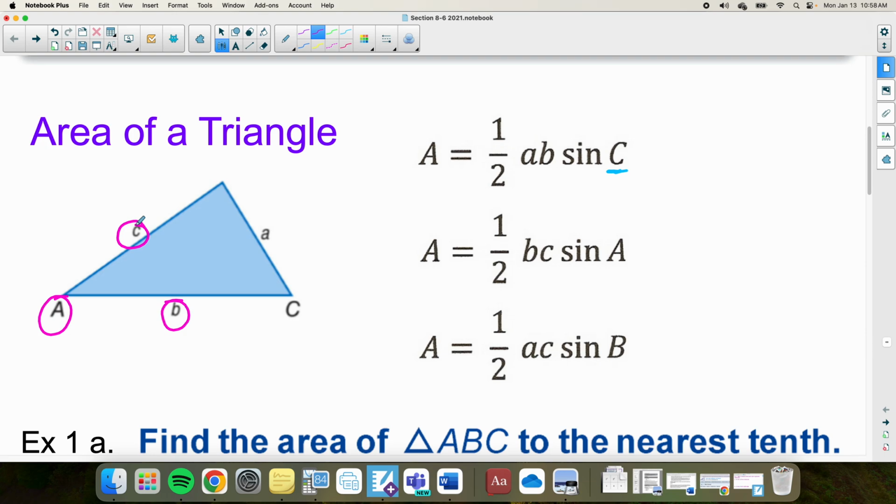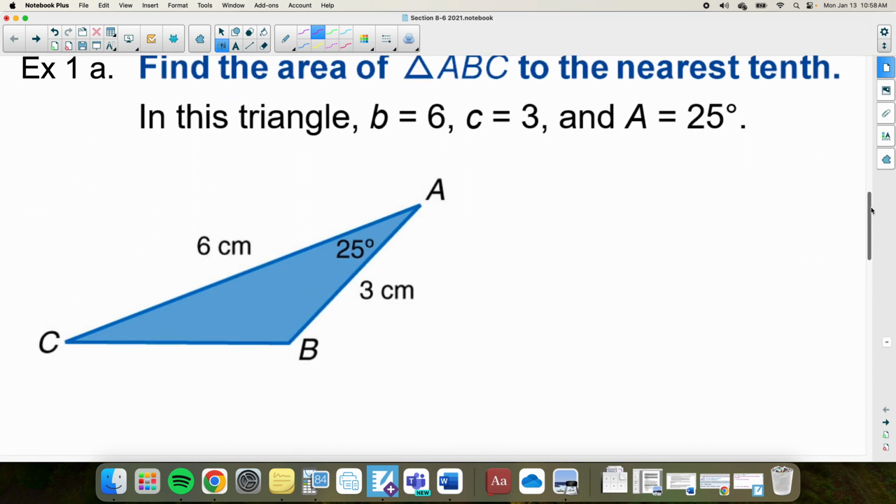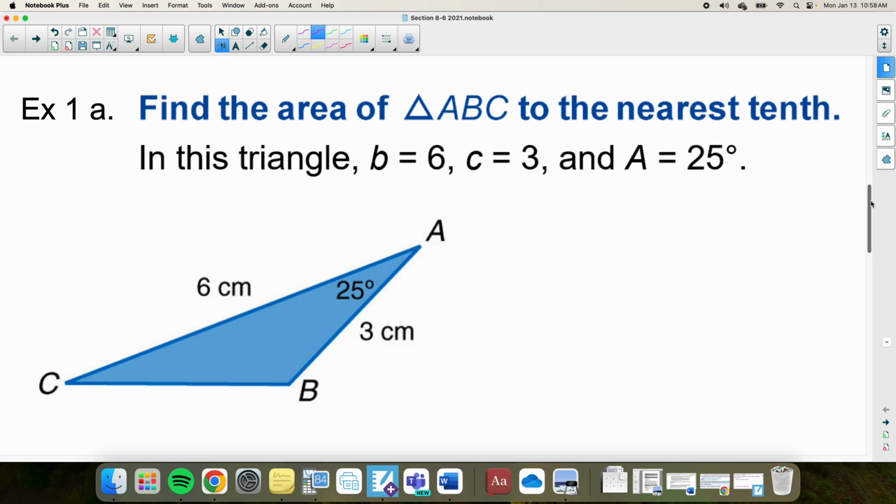The other thing you can think of is if it's angle C, the sides you're gonna use are the 2 sides that aren't C. If you have angle A, the sides are gonna be B and C, not A. If you have B, it's gonna be A and C, okay? So if we look down here, they want us to find the area of this. And you can find the area of it if you have a side-angle-side situation.